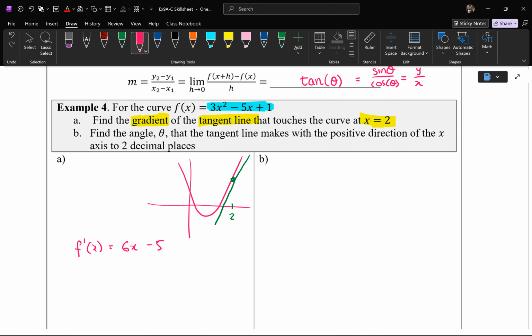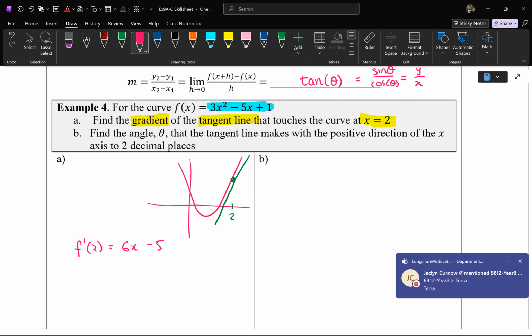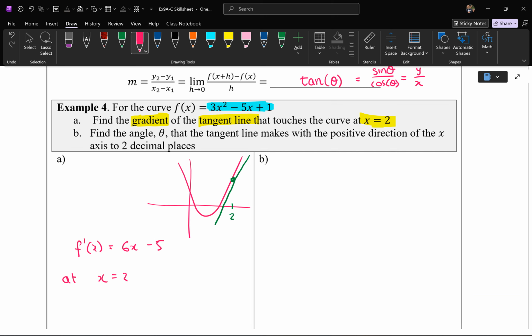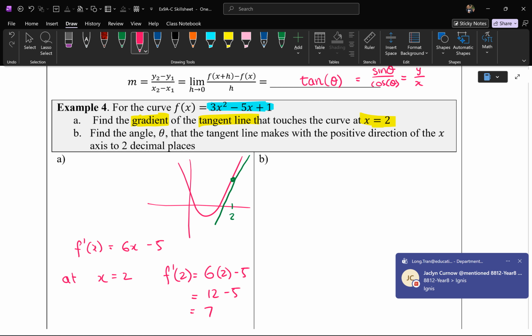How do I find the gradient? Let's go with Charlie. So we found the derivative. Great. But how do I find the gradient at x equals 2? Beautiful. So at x equals 2, remember the derivative tells you the gradient. So you just simply sub in 2 into the derivative function. 12 minus 5, you get 7.